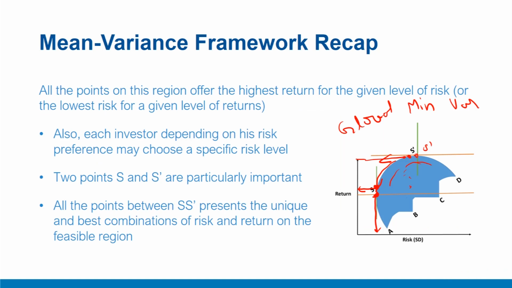Another portfolio S dash is important because it offers you the highest return across the feasible region. So if you take any portfolio in this feasible region, S dash offers you the highest return. And the surface, this efficient frontier represented by SS dash, is a unique and best combination of risk return profile in the feasible region. And that is why we also call this SS dash region the efficient frontier.